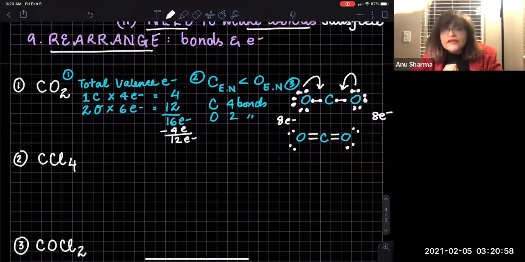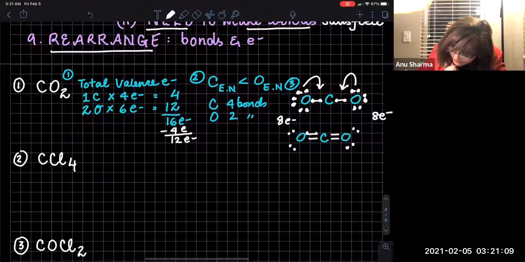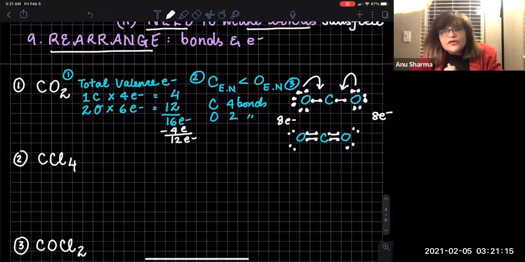Check for the need. Carbon wants to make 4 bonds, carbon is making 4 bonds. Oxygen wants to make 2 bonds, oxygen is making 2 bonds. The octet of carbon is met. How? 1, 2, 3, 4, 5, 6, 7, 8. So those 8 electrons belong to carbon also.